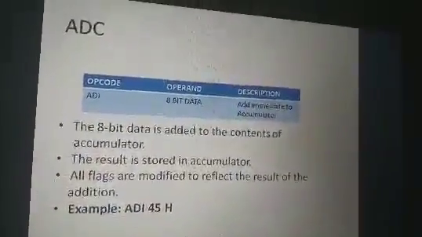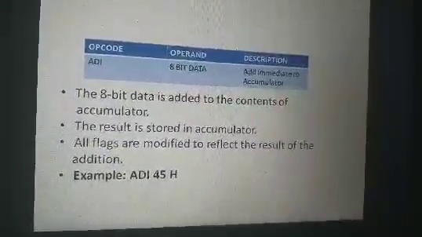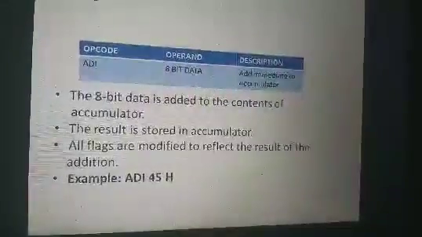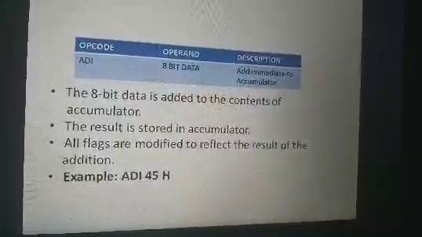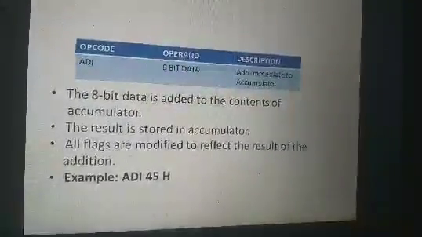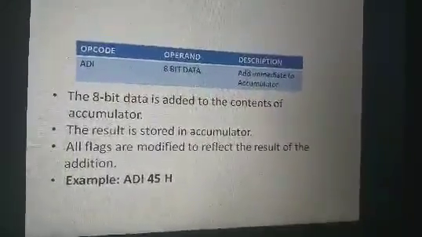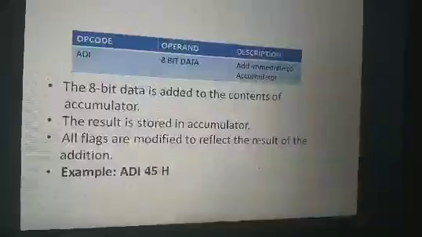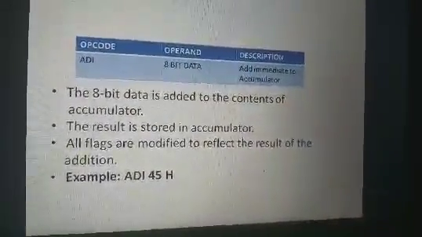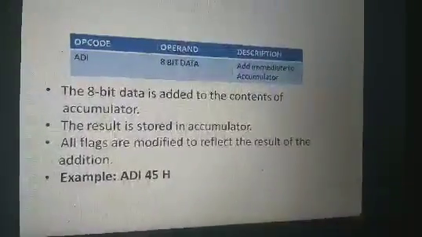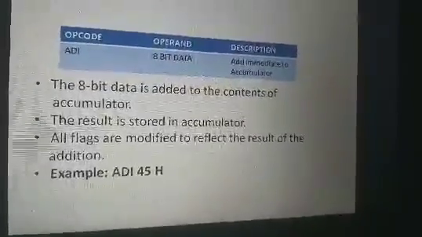Now we will move to the ADI instruction, right? What do we mean by the ADI instruction? This ADI instruction means that we are taking immediate data. So ADI means A, that is your accumulator, plus 8-bit data, and again the answer will be stored in the accumulator. The 8-bit data is added to the content of accumulator. The result is stored in the accumulator. One more thing: while performing addition, subtraction or any arithmetic or logical instructions, the flag registers are always affected. How? We will study that later.